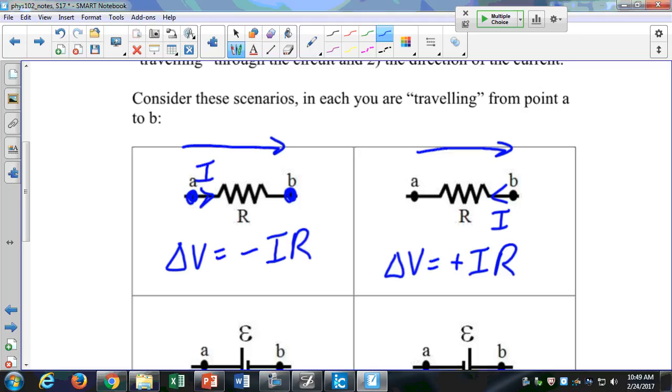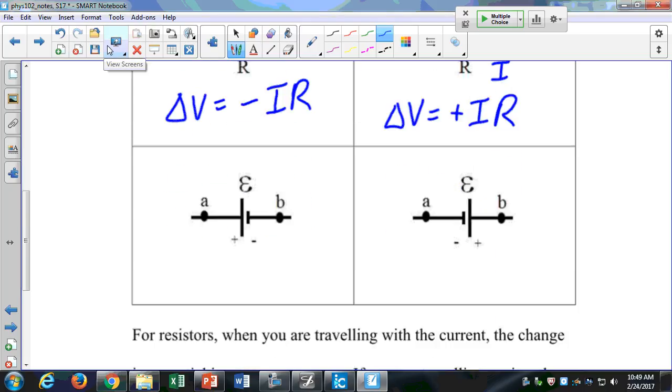You follow me? You always get a drop in potential across resistors, but we're going to take this and say that when you go against the current, which you don't usually do, your change in potential is positive. With batteries, you're not worried about the current, you're only worried about what direction you're traveling. So if I'm traveling from A to B, this change in potential is equal to negative E.